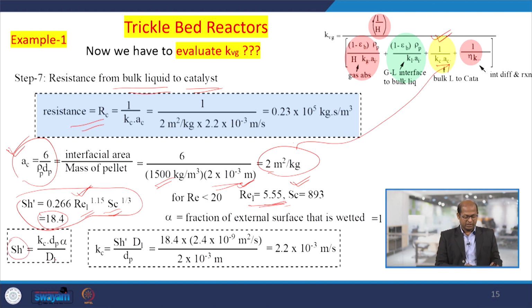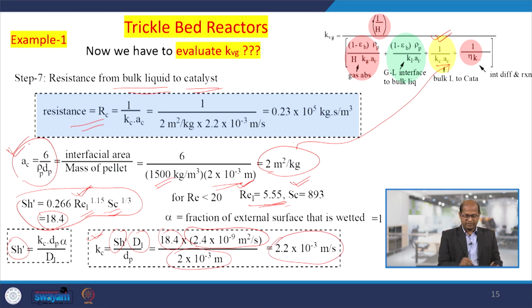So, the Sherwood number equals k_C d_P by alpha. So, we have to find out k_C; the Sherwood number equals 18.4, D_L, the diffusivity, that part is given, and d_P is given. So, then the k_C value is this.